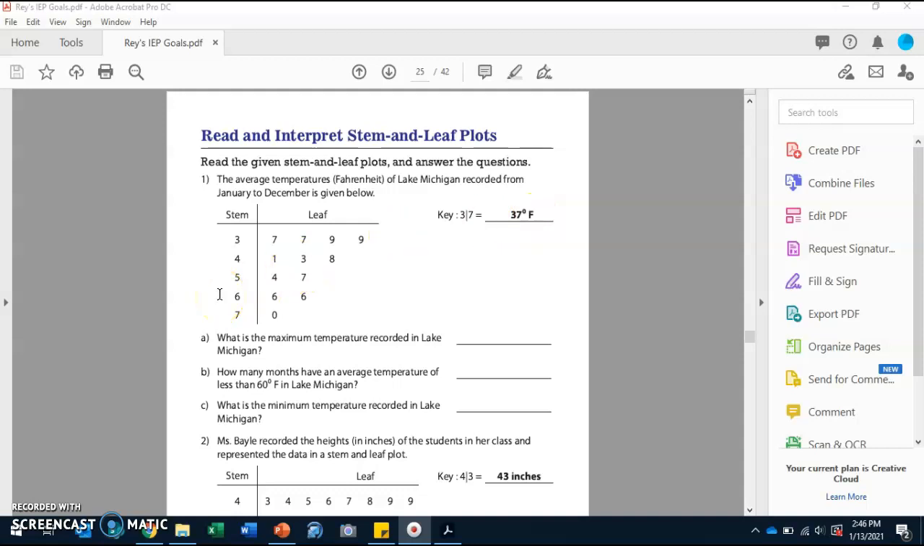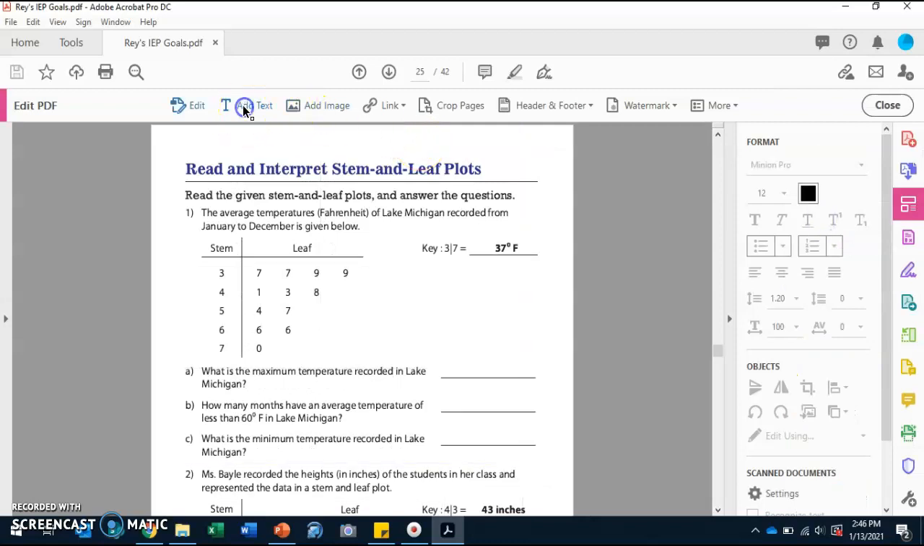And for letter A, it asks, what is the maximum temperature recorded in Lake Michigan? So the maximum is the most, the biggest. So we could look at our numbers and see which one is our biggest, our maximum. Or we can also write our data in a line. So we can have our set of data. Whatever is easier for you, I'm going to do an example of how you can also organize your data.